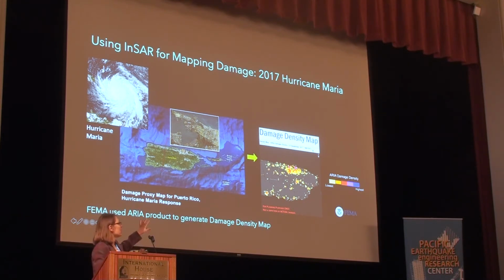The damage assessment map that was generated was handed to FEMA. FEMA took that, aggregated it with other information, and created this damage density map that was used in order to identify where the resources were needed, where the high priority resources were needed. And again, this information was really important, even though it was provided days after landfall.